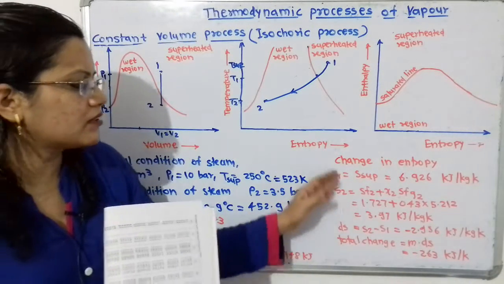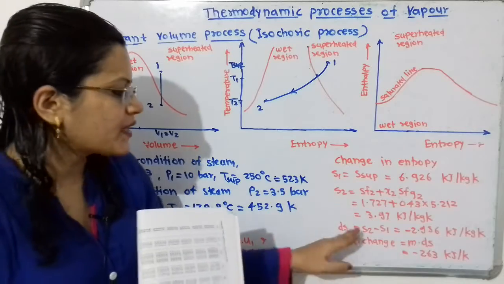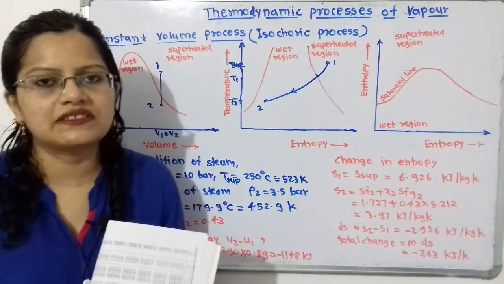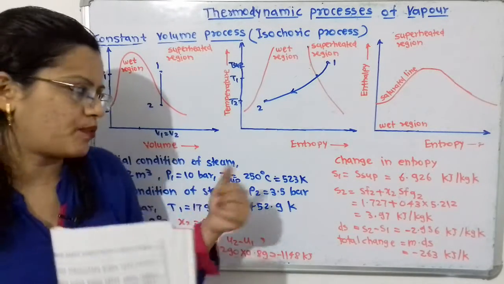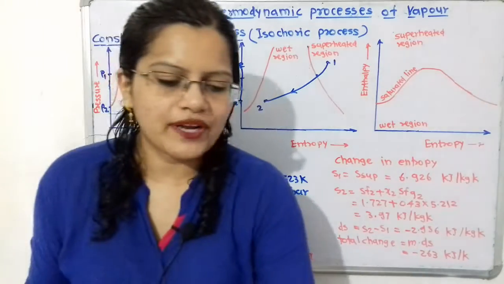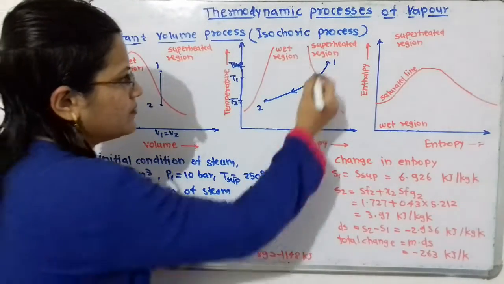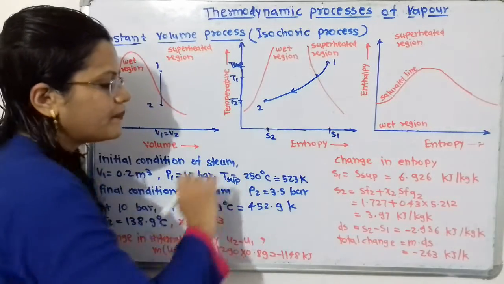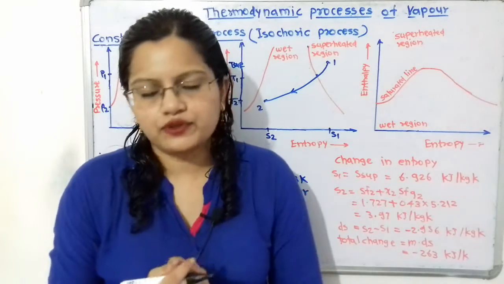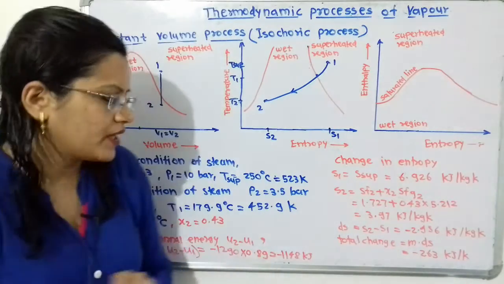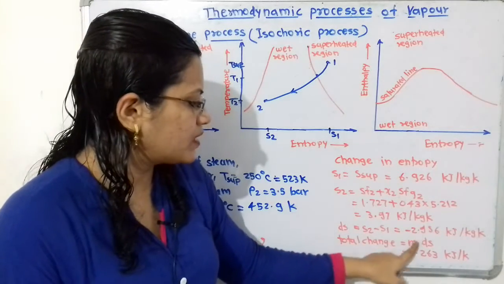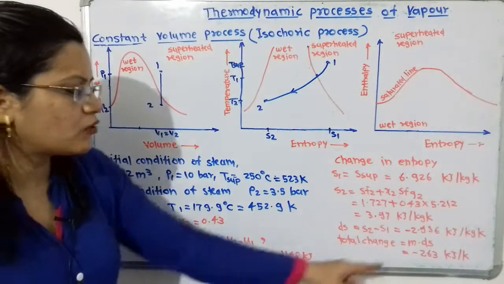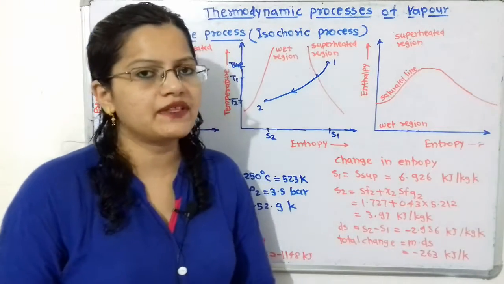So we will find the change by taking the difference S2 minus S1, that is minus 2.956. The negative sign means there is a decrease in entropy. Between point 1 and point 2, here is S1 and here is S2, so here also there is a decrease in entropy. For the total change in entropy we multiply with mass m, that is 0.89, and we get minus 2.63 kilojoule per Kelvin. The kilogram is cancelled because we have multiplied with mass m.